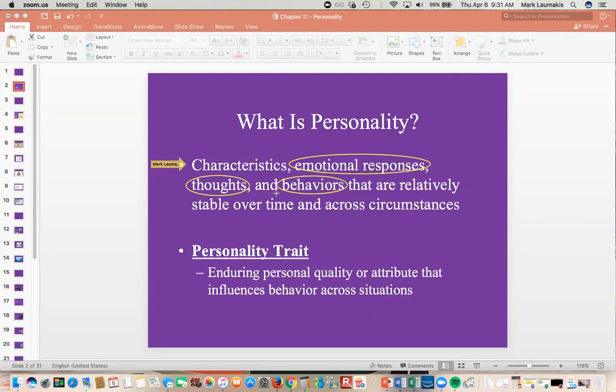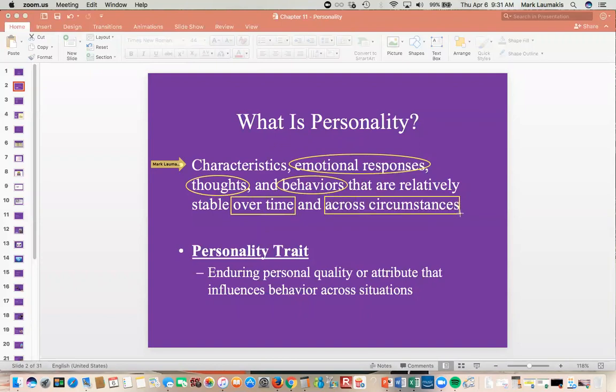The scientific study of behavior and mental processes, which we unpacked back on day 1 as including emotional responses and thoughts. So this is at the core of what we're doing in this course, right? Emotional responses, thoughts, and behaviors that are stable. Okay, so these things are consistent. And I want you to notice where the stability manifests itself: over time and across circumstances.